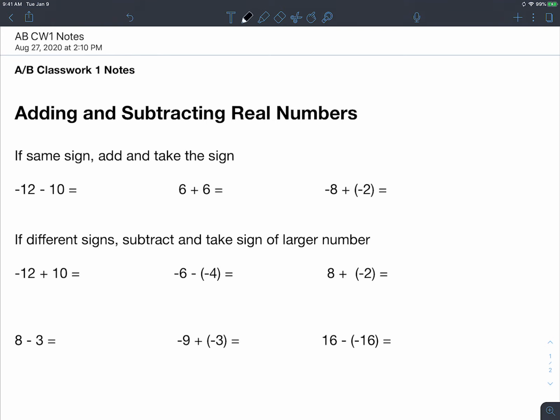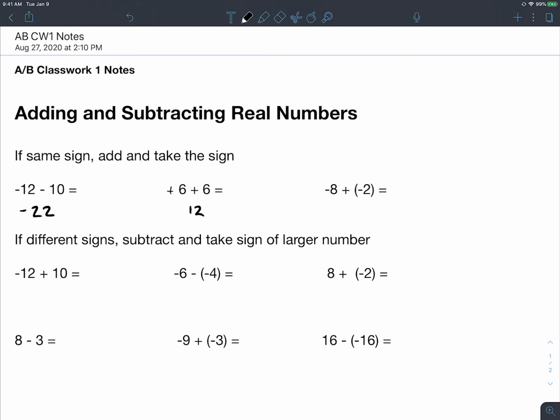So let me show you. Negative 12, that is negative, obviously, and then you have negative 10, that is negative. So you're going to add them together. So 12 plus 10 is 22, and then that same sign was negative, so it's going to be negative 22. 6 plus 6, well, obviously these are both positive, so we're just going to add them. Negative 8 plus negative 2.